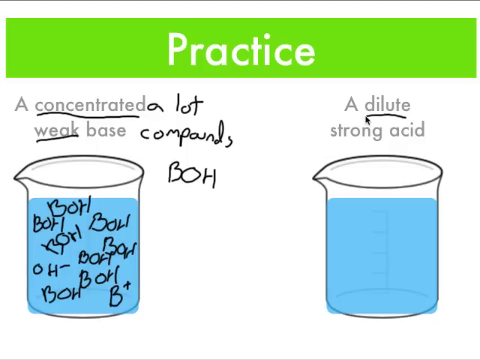Contrast that with a dilute strong acid. Dilute meaning not a lot, so we'll say a few. And strong meaning they're going to be mostly ionized or dissociated, most of the compounds that come in contact with the water. So our acid, we will say HA is our acid, the hydrogen attached to something else. Just a couple. Not many. There's a few of them.